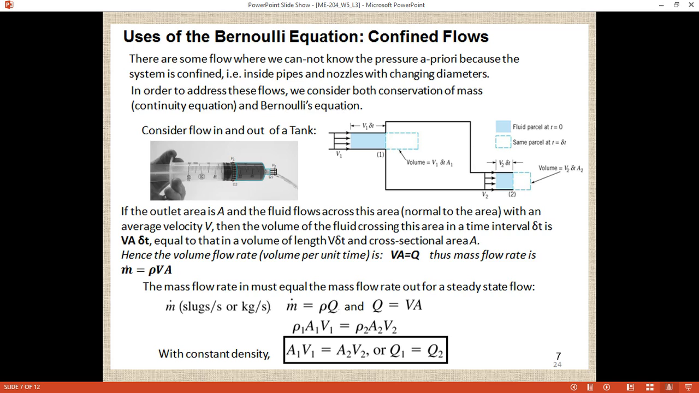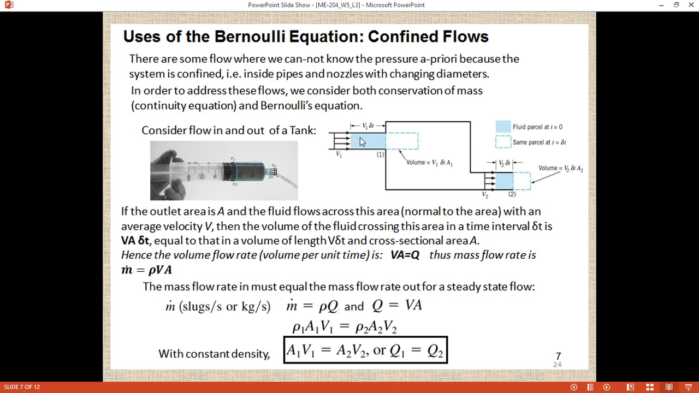Conservation of mass means that once mass enters the system, the same mass will come out at the same time. So consider flow in and out of a tank. Consider this is a tank, and this tank is connected with pipes. At the inlet of the pipe it has some velocity, which is v1, and at the exit of the pipe it has some velocity v2, and the cross section area of this pipe is A1.